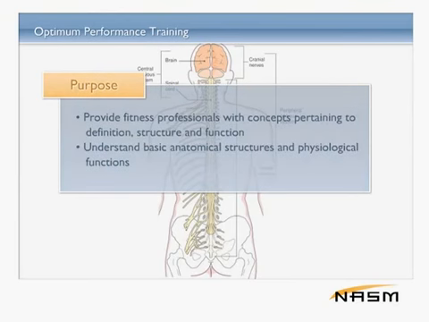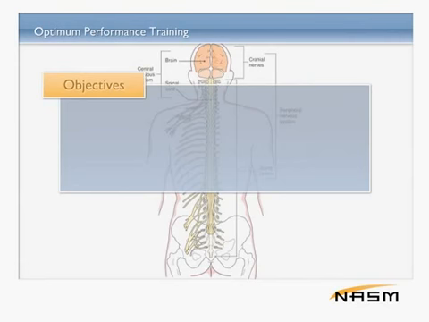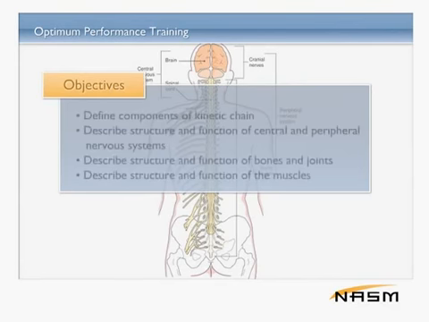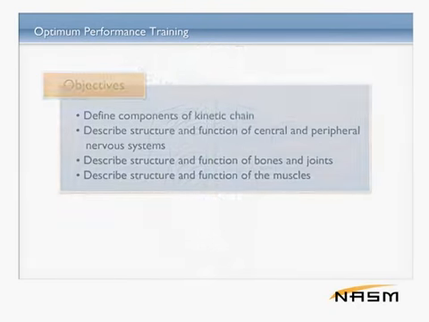human body operates. Following this presentation, the participant will be able to define the components of the kinetic chain, describe and differentiate the structure and function of the central and peripheral nervous systems and how they relate to human movement, describe the structure and function of the bones and joints and how they relate to human movement, and describe the structure and function of the muscles and how they relate to human movement.